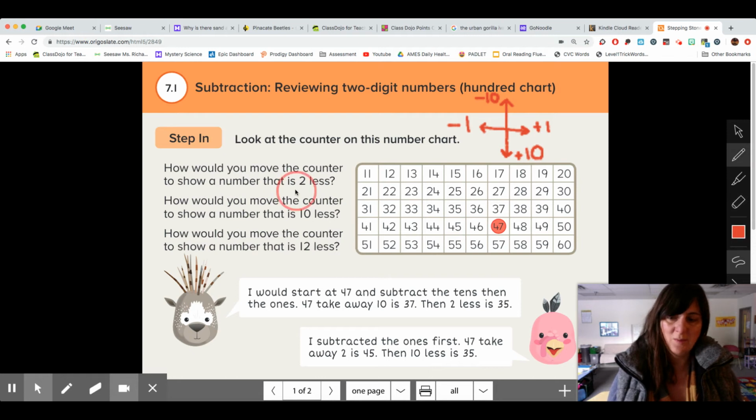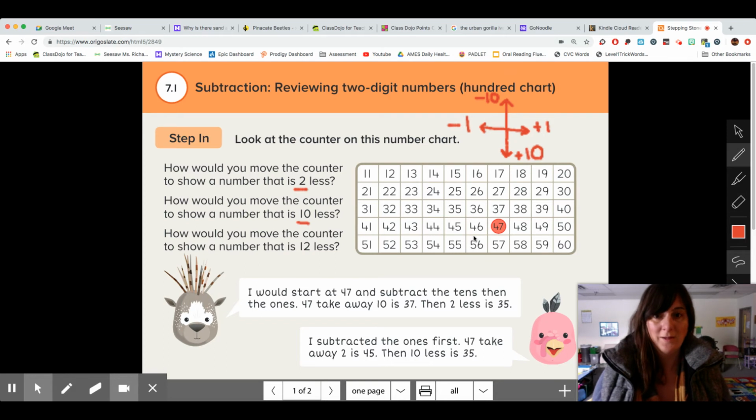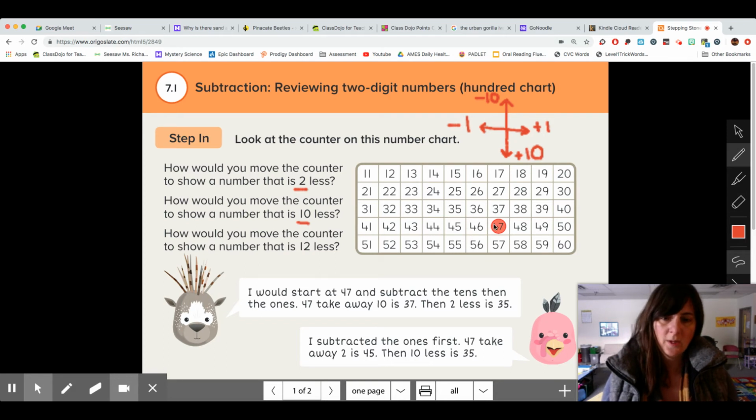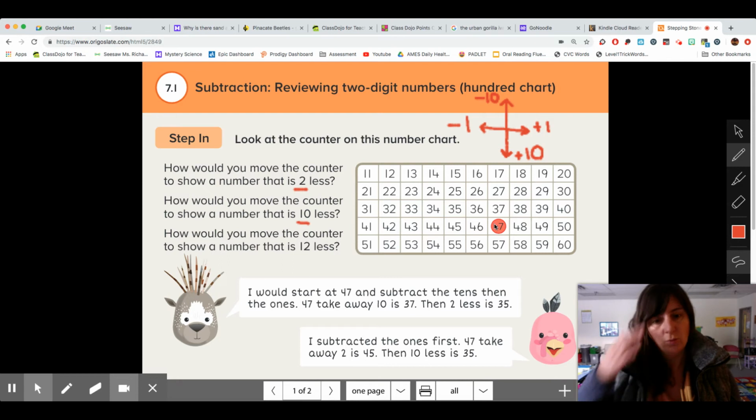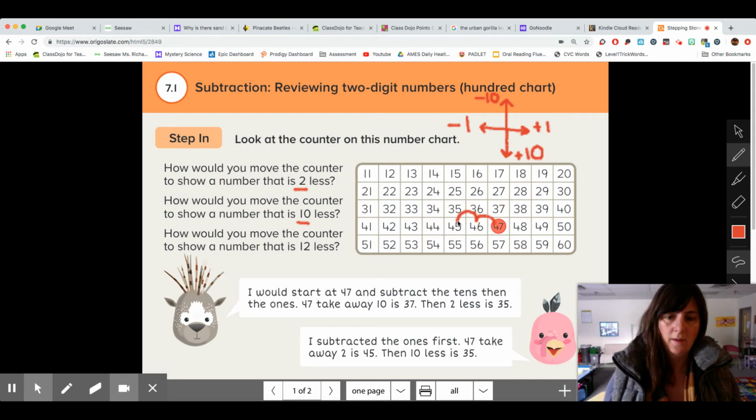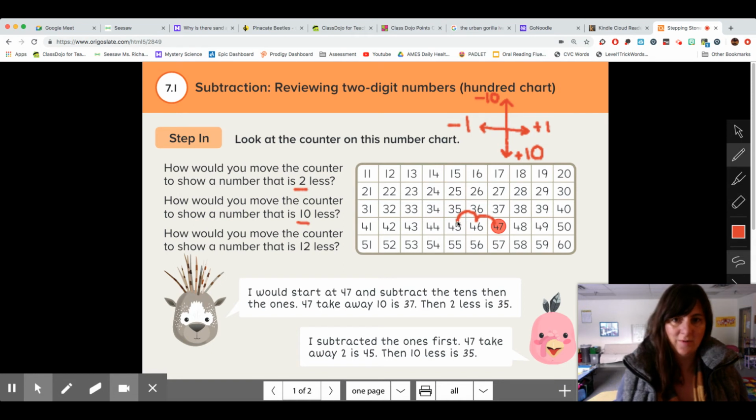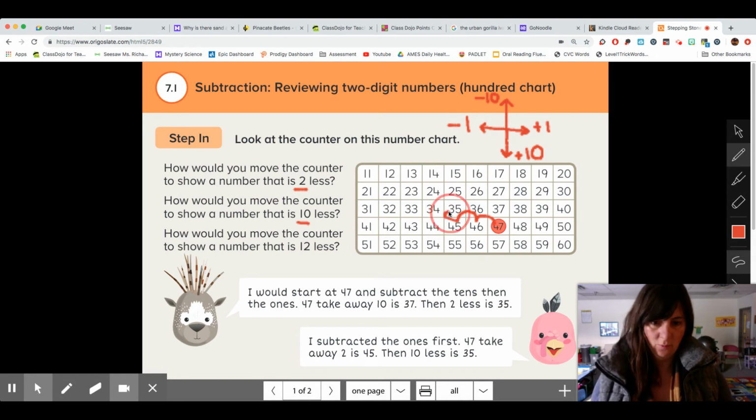Now, how would you move the counter to show a number that is 12 less? So that's the same amount as 10 and 2, but we're going to do it together. So we're going to do 47 minus 12. First, we could start by subtracting the ones. So there's 2 ones. So we're going to go back 2 spaces, minus 2. And then we need to take away a 10 because 12 has 1 ten in it. So we're going to go up 1 space, and we landed on 35. So that means that 47 minus 12 equals 35.